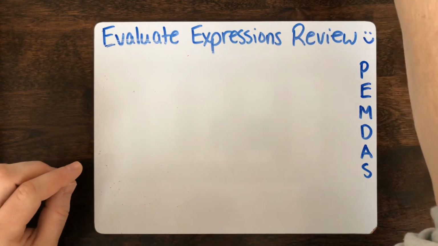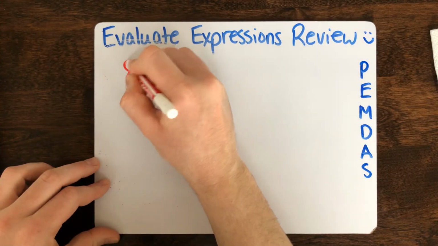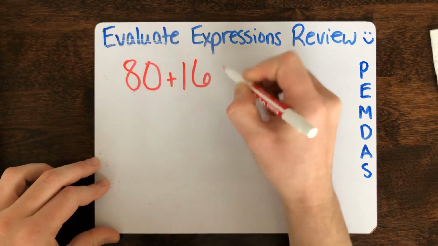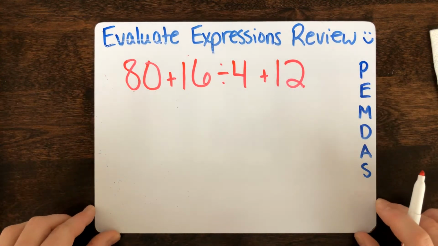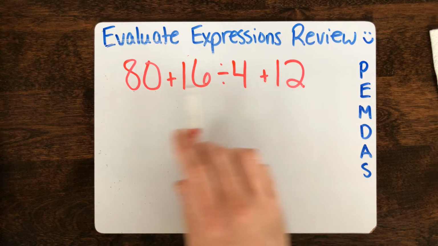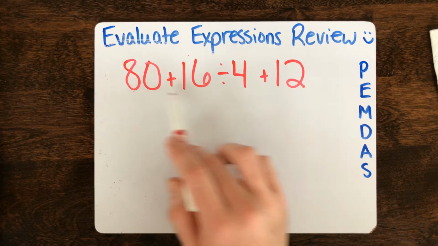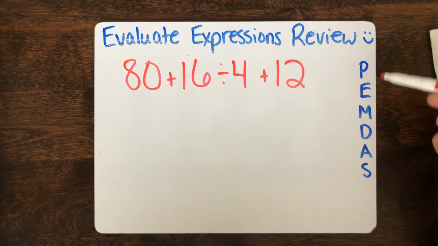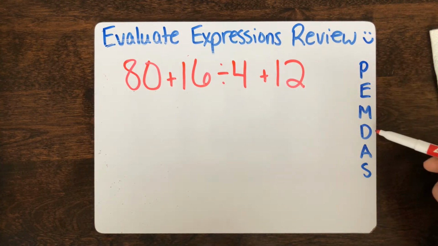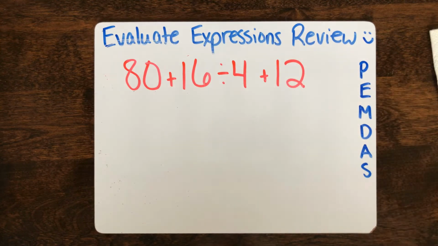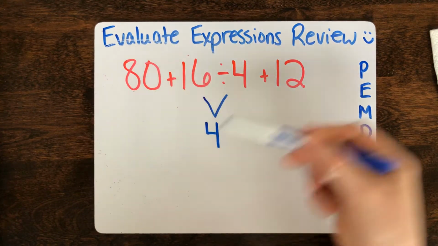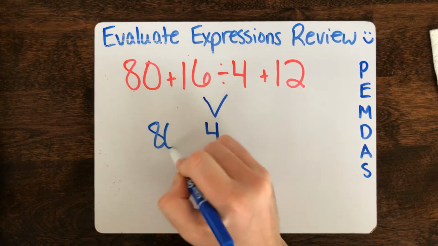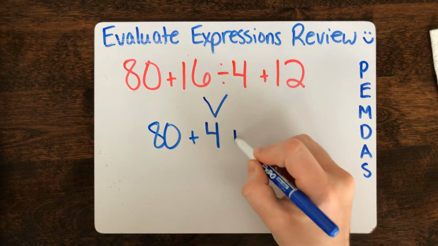The next problem is 80 plus 16 divided by 4 plus 12. I saw some people, when I looked at the Google form, got a little mixed up with this problem, and I'm assuming it's because you started from the left and worked your way to the right. But if we look at our order of operations, division comes before addition. So we are actually going to start with the 16 divided by 4. So 16 divided by 4 is 4. Bring down the 80, bring down the 12. So 80 plus 4 plus 12.